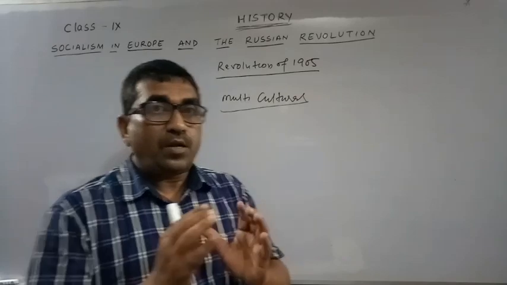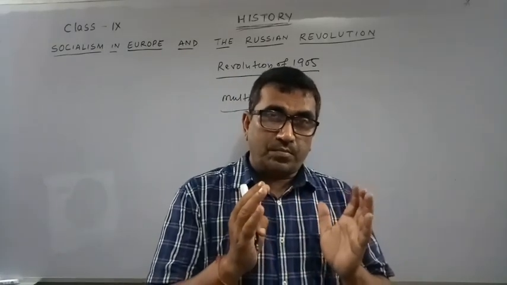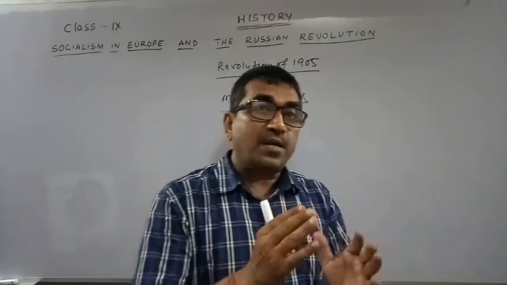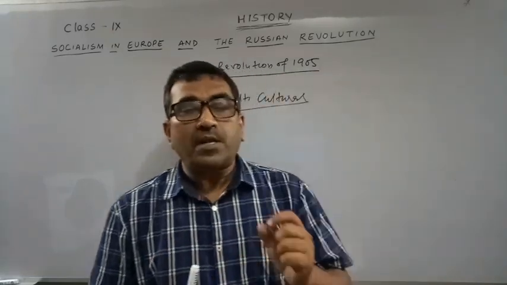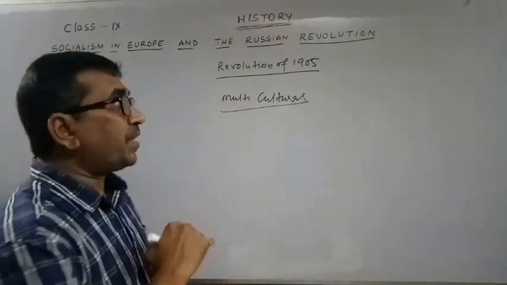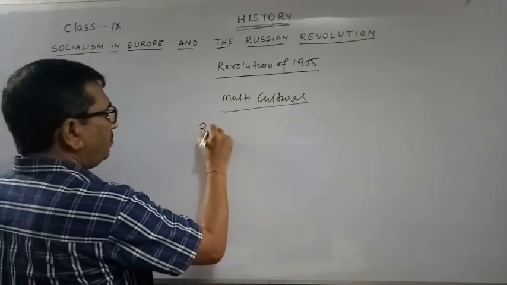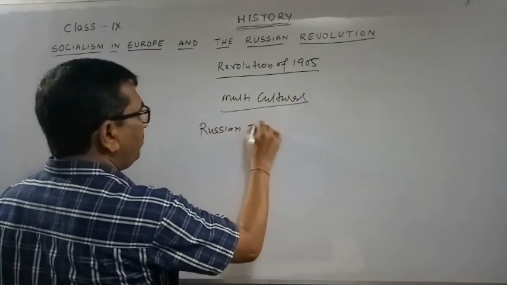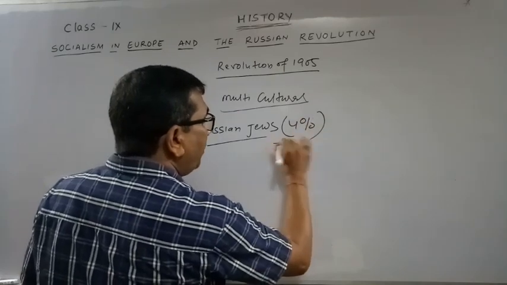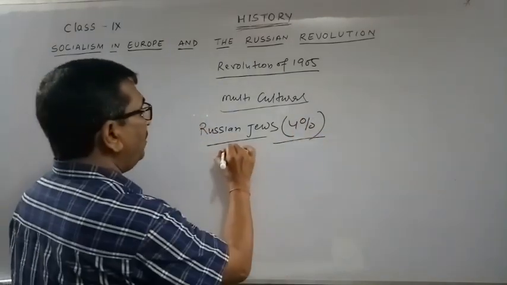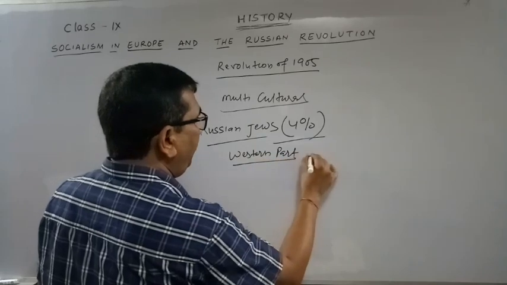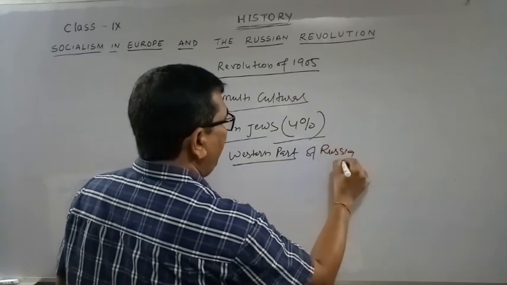In Russia, the different non-Russian groups who believed in other religious ideologies were not given respect. The greatest sufferers were the Russian Jews, who accounted for 4% of the Russian population and were living in the western part of Russia.